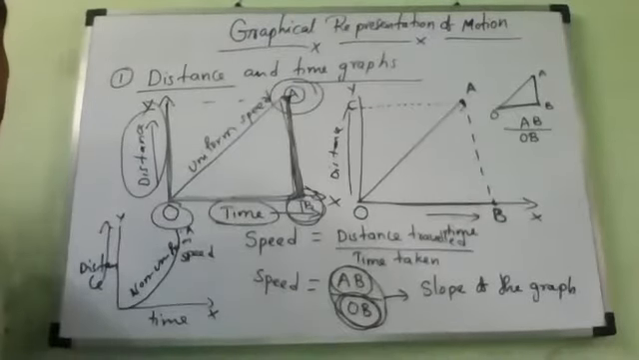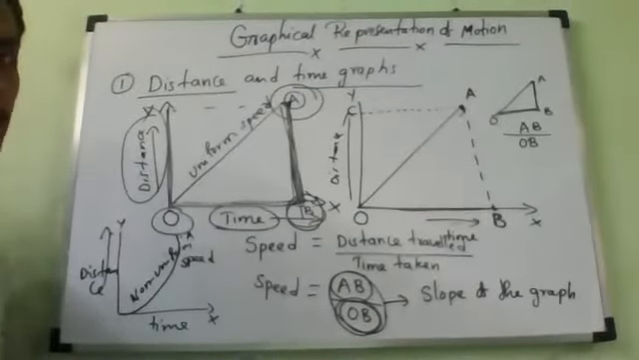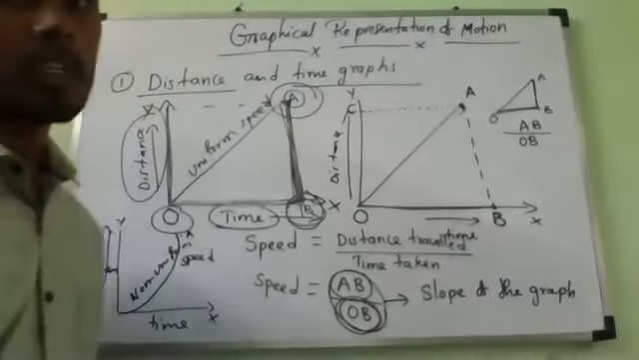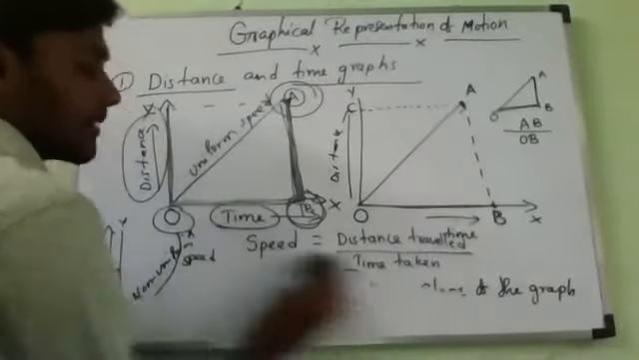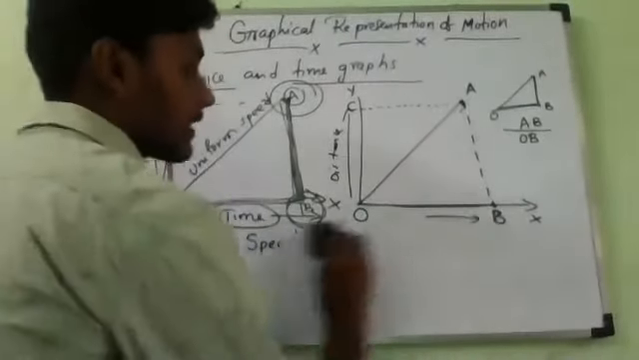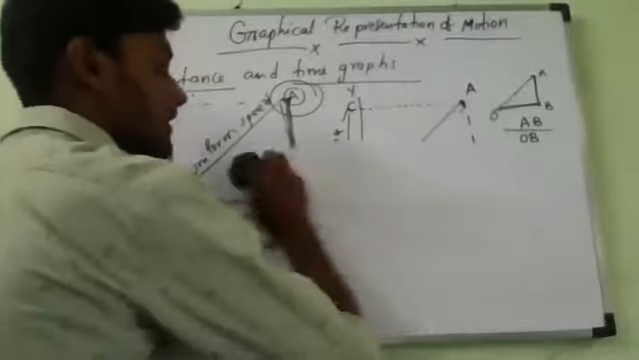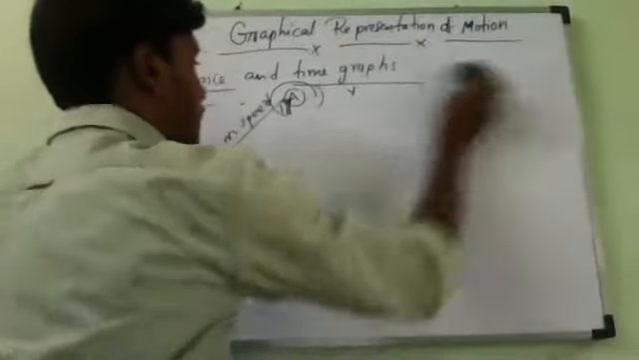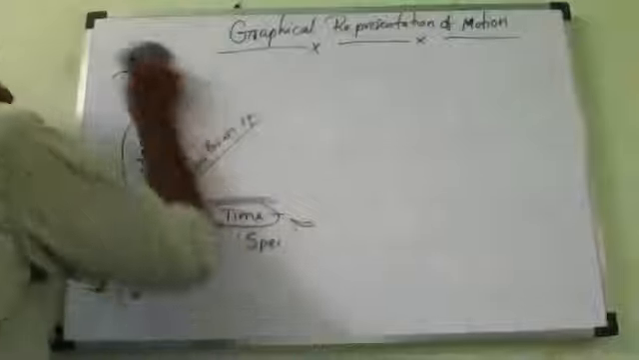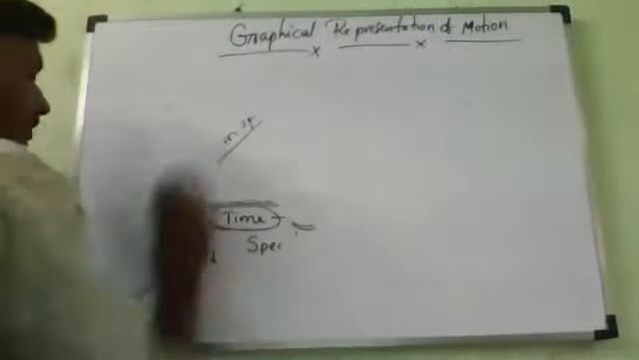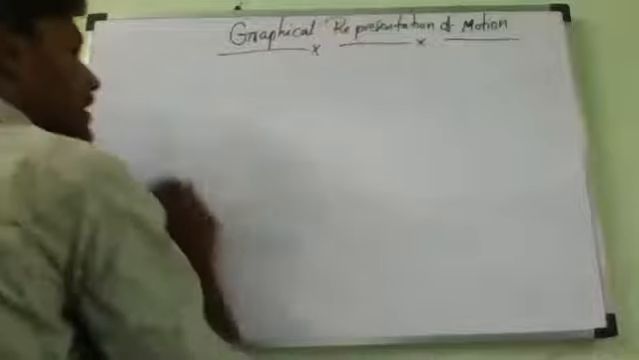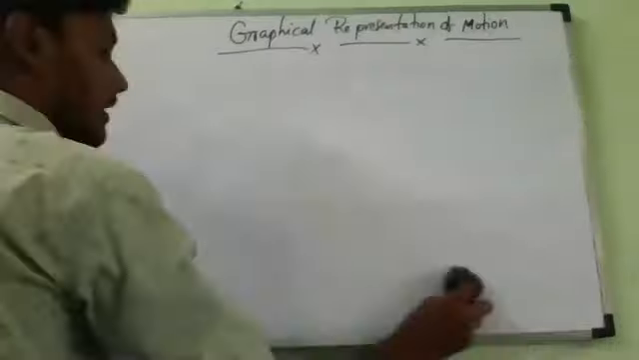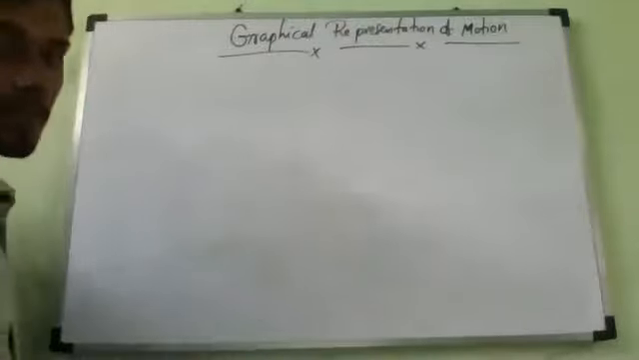First, distance time graph. A distance time graph always will give the speed or velocity of a body.